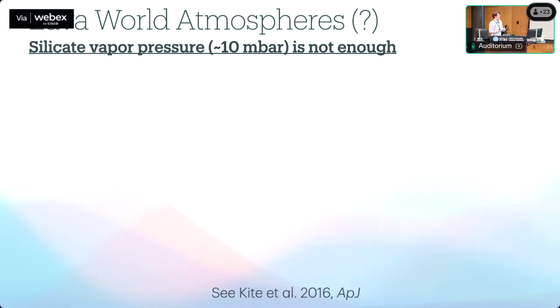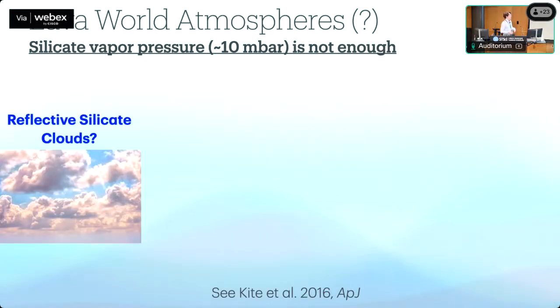However, while all of these planets show evidence for low brightness temperature ratios, it's actually pretty unclear what their atmospheres are made out of. Silicate vapor pressure equilibrium only predicts about 10 to maybe 100 millibar atmospheres on these planets, which is not enough to show that full heat redistribution value that we're seeing for their brightness temperatures. So there must be something else going on here.